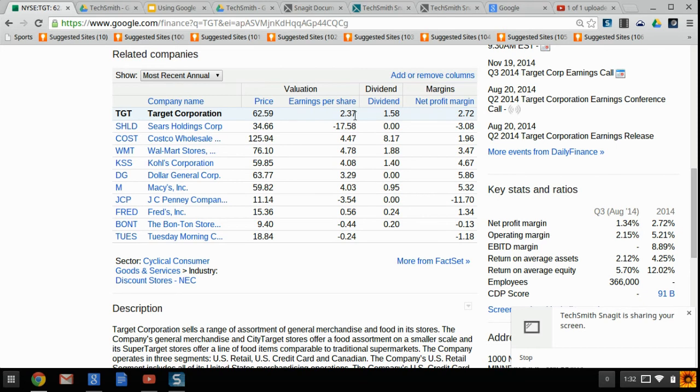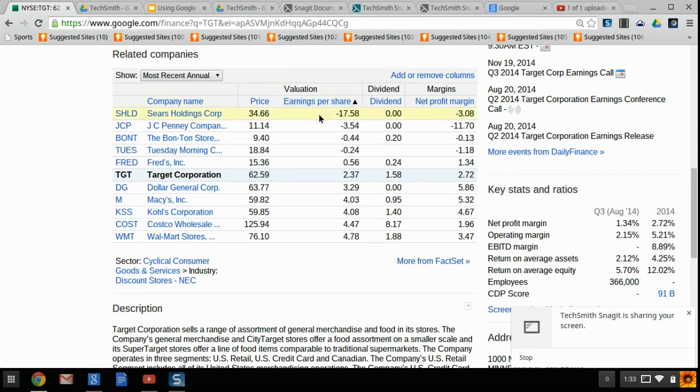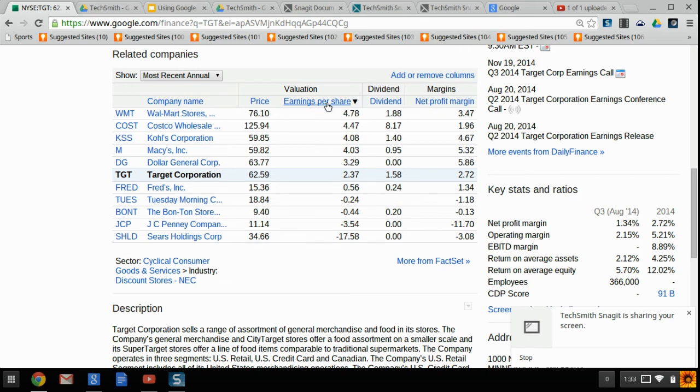So when I look at it now, I can see Target and a bunch of their competitors. What I want to do is see where my company ranks against its competitors. If I click on earnings per share, it'll reorganize them from lowest to highest or highest to lowest. When I do it this way, we see the lowest all the way to the highest, but I want to know who's the best. It's better to earn more, so the highest number is the best. Walmart has the highest earnings per share, and then Target falls 1, 2, 3, 4, 5, 6 down, so they're in the middle of the pack when it comes to earnings per share.